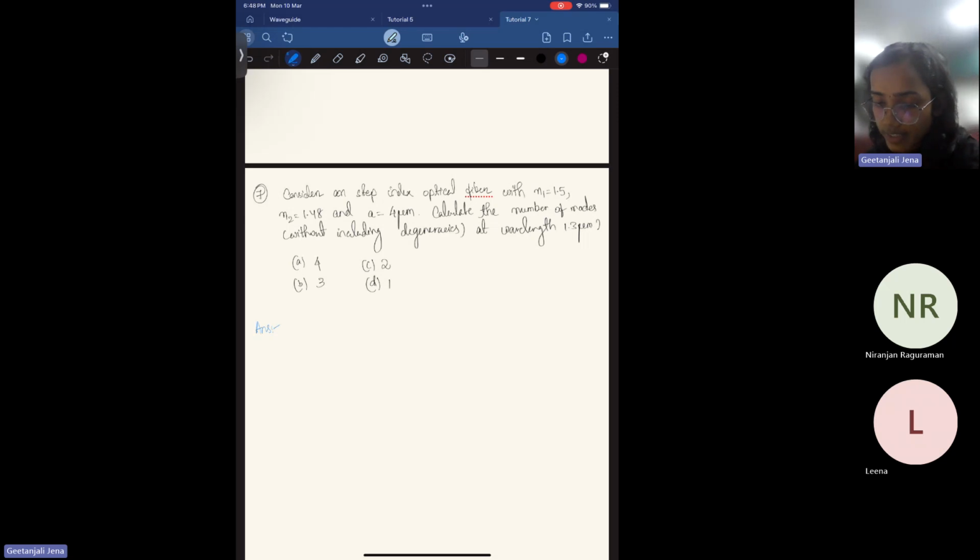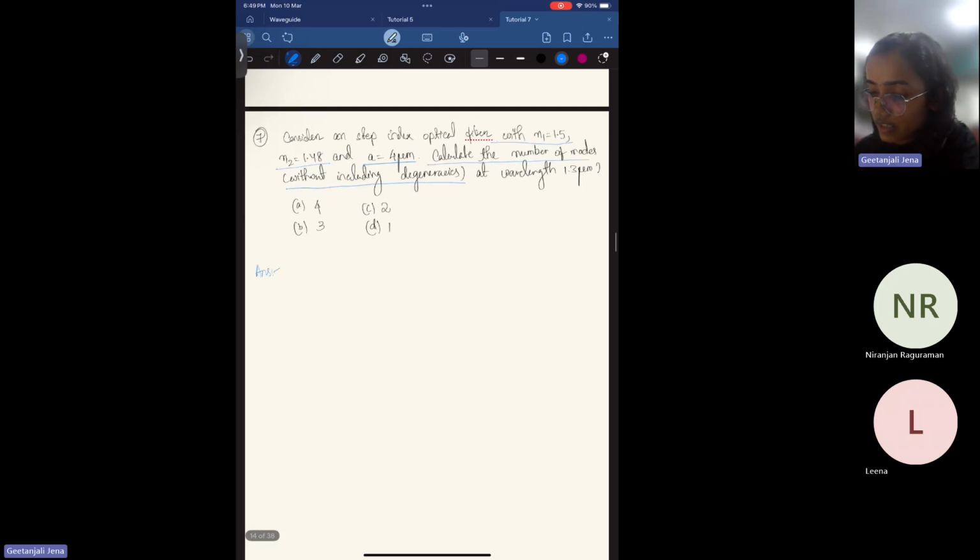Let us move to our next problem. The next problem is to calculate the total number of modes without including degeneracies. We have a step index fiber with refractive index N1 is 1.5, refractive index N2 is 1.48, and A is 4 micrometer. Calculate the number of modes without including degeneracy at wavelength 1.3 micrometer.